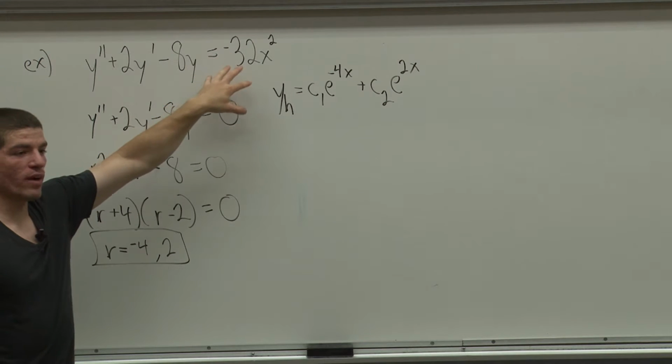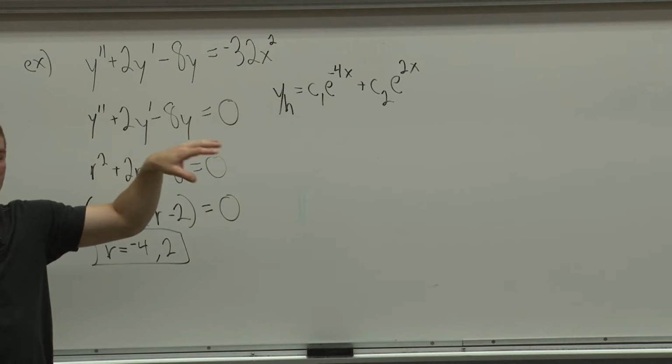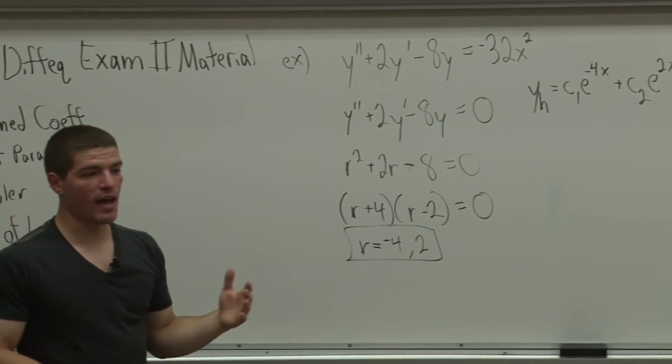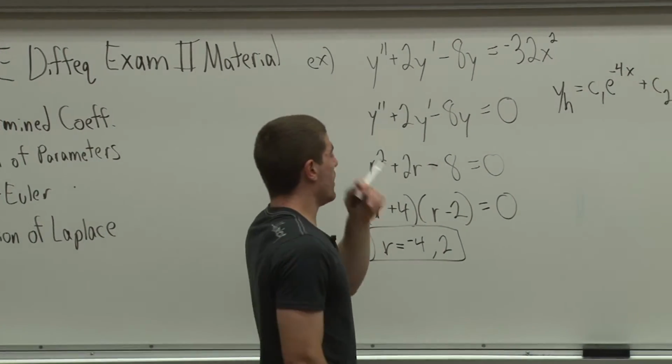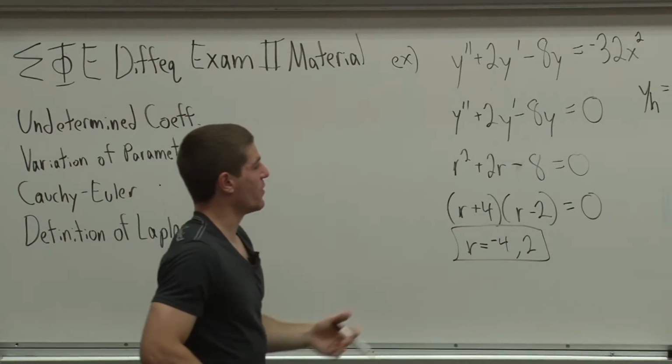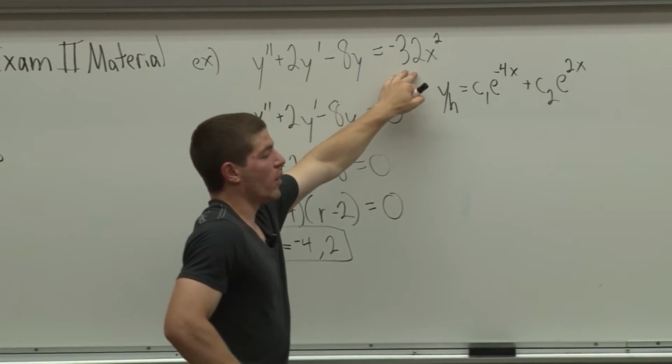But everything on the right side, regardless of what it is, variation of parameters works. So I like that method better because it's really consistent and you can't mess up if you memorize all the different formulas and everything for variation of parameters, which we'll go over soon. All right, so here we're going to do undetermined coefficients.